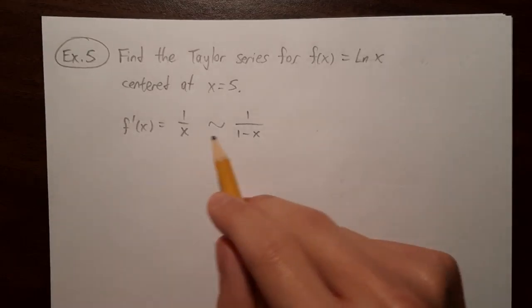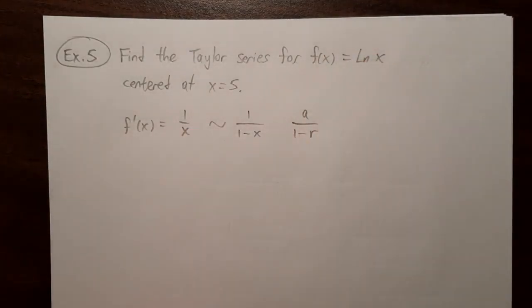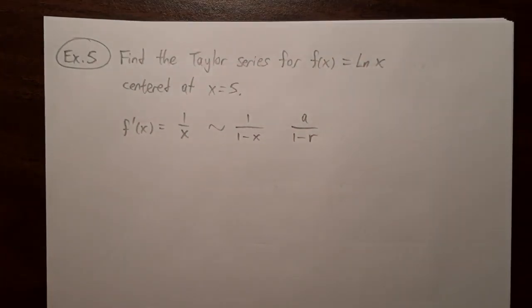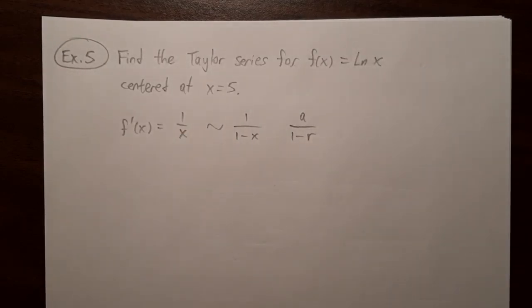So is there any way for me to make it look like this, or the more general version, a over 1 minus r? Because it already kind of has that structure, but it's not really there yet. We don't have a 1 minus, it's just an x all by itself. But nevertheless, it's close enough that it might be worth trying to figure it out. So any ideas, you guys? By that, I mean you should pause the video and come up with some ideas. Come on.